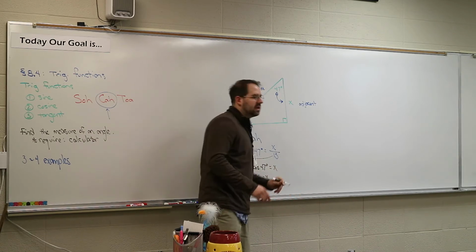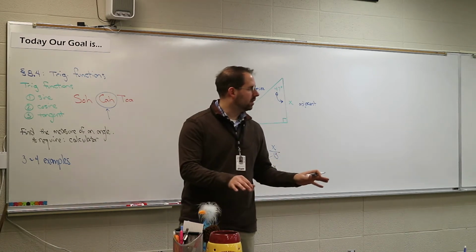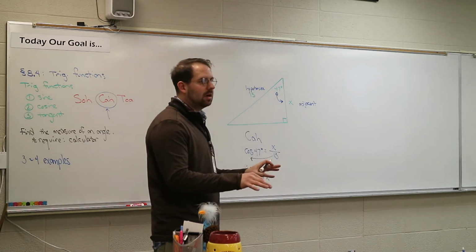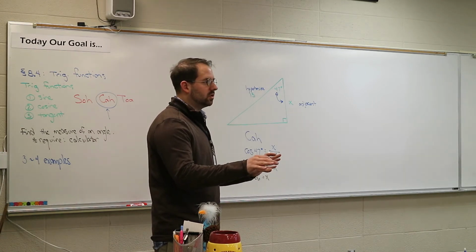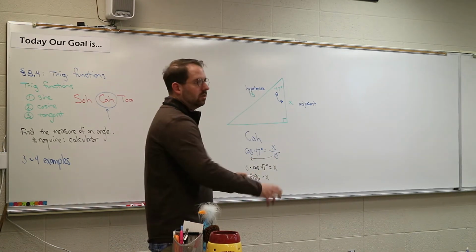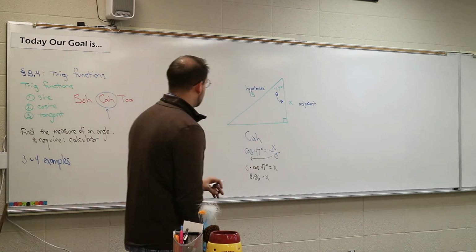Okay, let's see, is everyone getting 8.86 in their calculator? Did anyone not get it or not comfortable with how to type that in? Everyone's good though? So you just type in 13 cosine 47, enter, boom, spits out an answer.